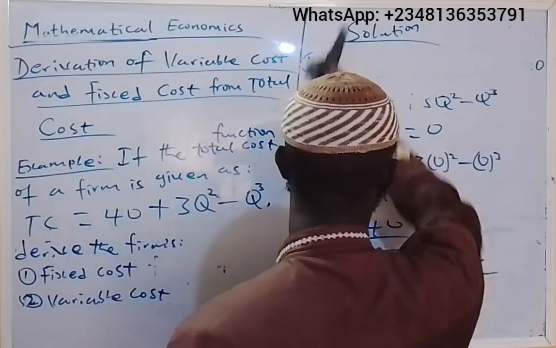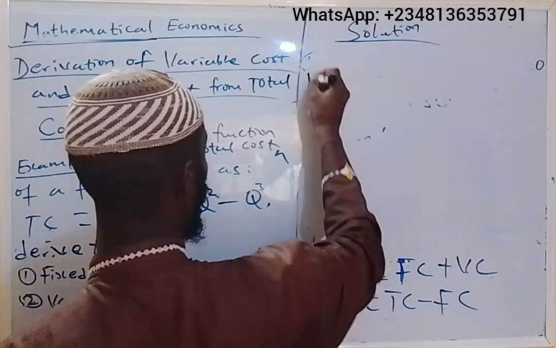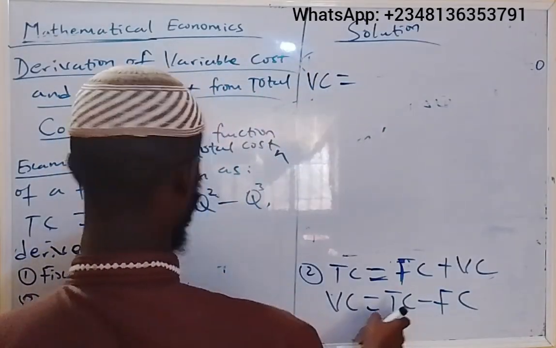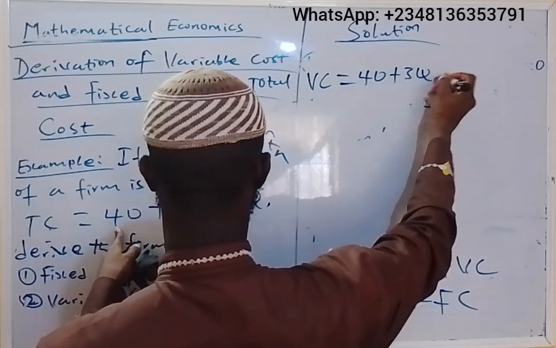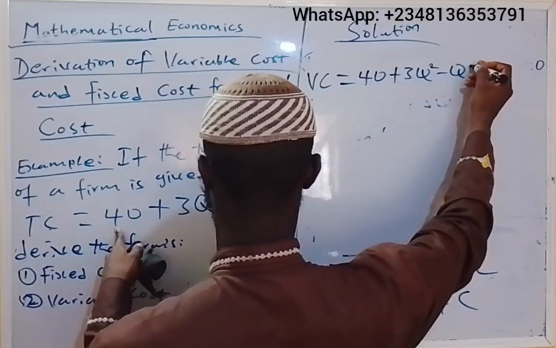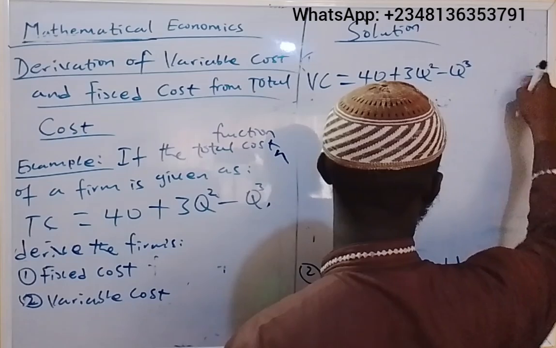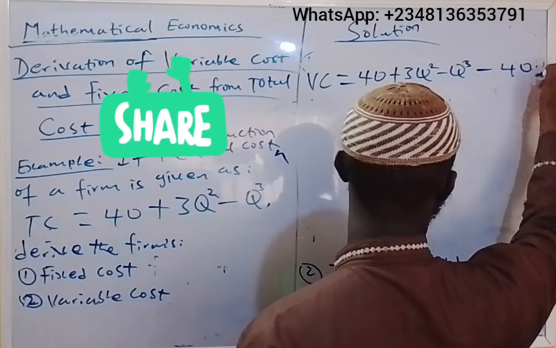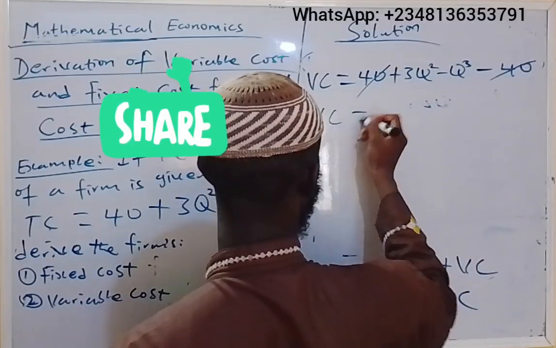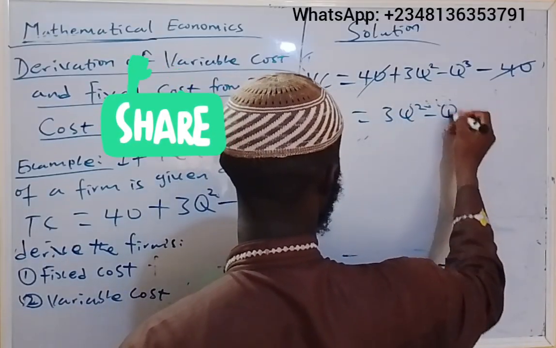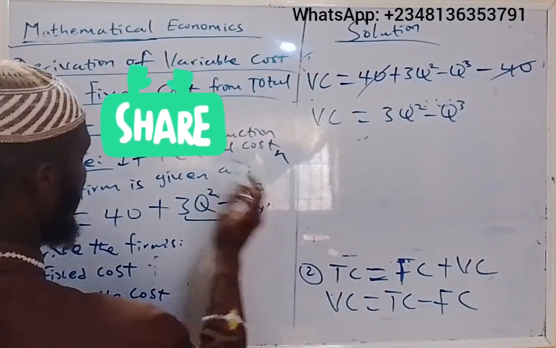In other words, we can go back here. We say our VC equals the total cost. What is our total cost? We insert the function here, that is 40 plus 3Q squared minus Q raised to power 3. Then minus FC. What's our FC that we got the other time? We got minus 40. So this 40 here, we cancel out. So our VC is 3Q squared minus Q raised to power 3. Now this is equivalent to this part that depends on Q.